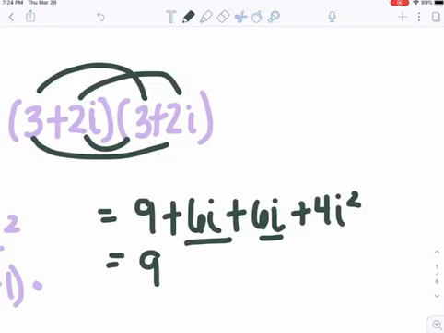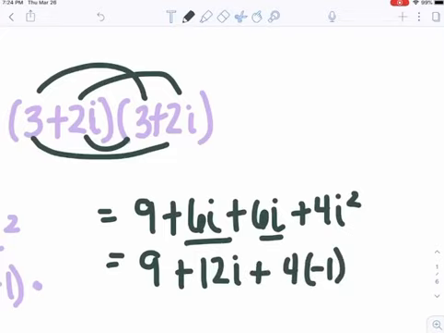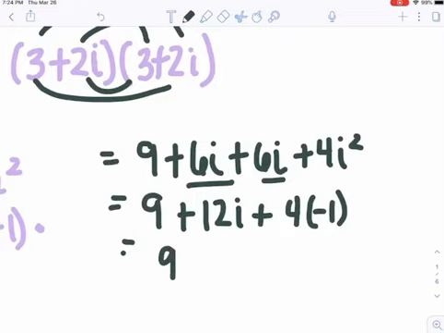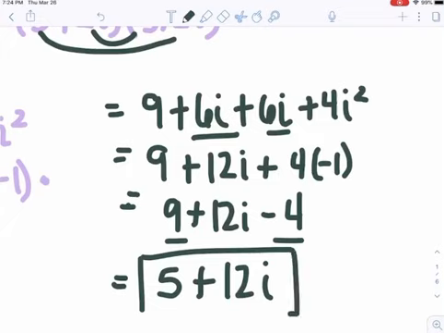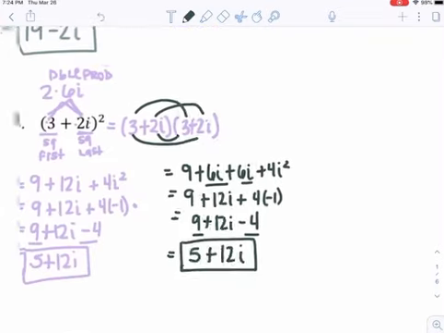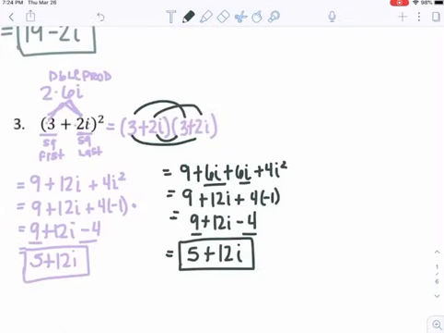So combine your like terms. Those are those two middle terms right there. That becomes 12i. Remember, the i doesn't become i squared because you're just adding, you're just combining like terms. And this becomes 4 times negative 1. So 9 plus 12i minus 4. Combine your like terms, so I get 5 plus 12i as my final answer. So it's everything you already know how to do. The only thing that's different is you're dealing with an i instead of any other variable, and you've got to change your i squared.